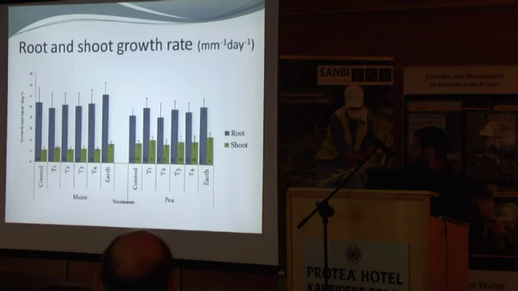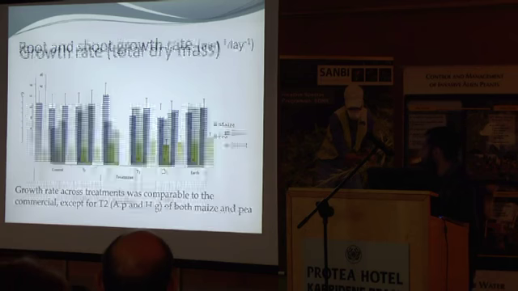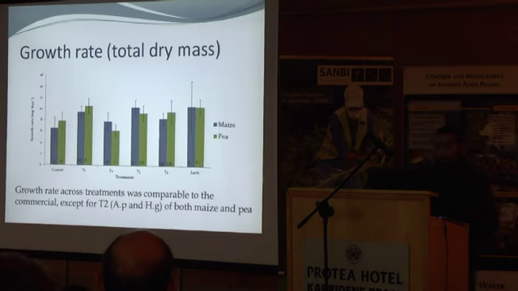Root and shoot growth. This was in terms of millimeters per day. In terms of maize root growth, T1 was the only treatment that performed poorly compared to the commercial. In terms of shoot growth, the control had a higher shoot growth than all the other treatments. With regards to pea, T1 was the only treatment that was comparable to the commercial in terms of root growth. However, in terms of shoot growth, all the treatments were comparable to the commercial. Growth rate. The growth rate across the treatments was comparable to commercial, except for T2, which is Acacia and Hedychium, for both maize and pea.